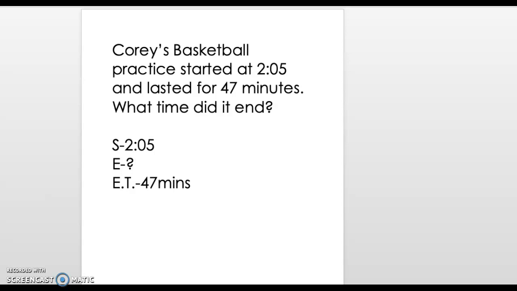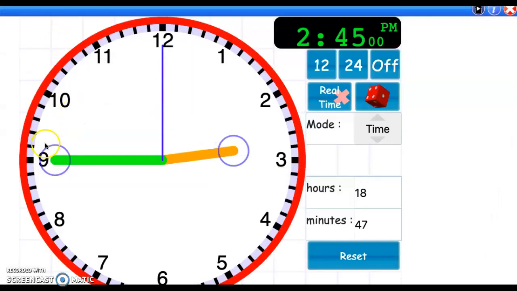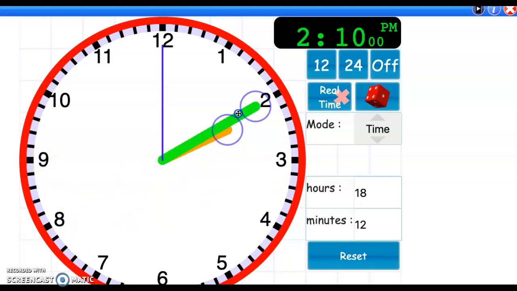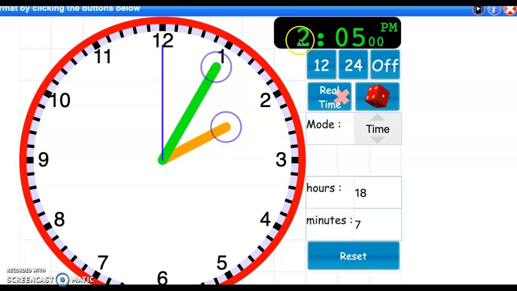Okay, let's go back to our clock. We need to start at 2:05 and count 47 minutes. All right, so let me get my clock here. At 2:05, and it will tell you up in the black and the green if you need to. And remember that we're supposed to be going for 47 minutes. Now, if I count by fives, I know I can go to 45, and then I'm going to have to count by ones because 45 plus 2 would be 47. All right, let's go to 45, and then we'll have to count by 2.